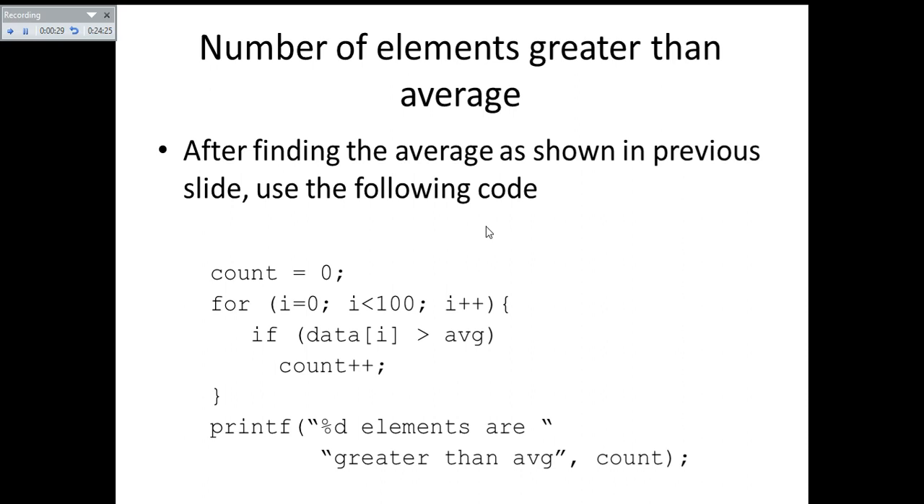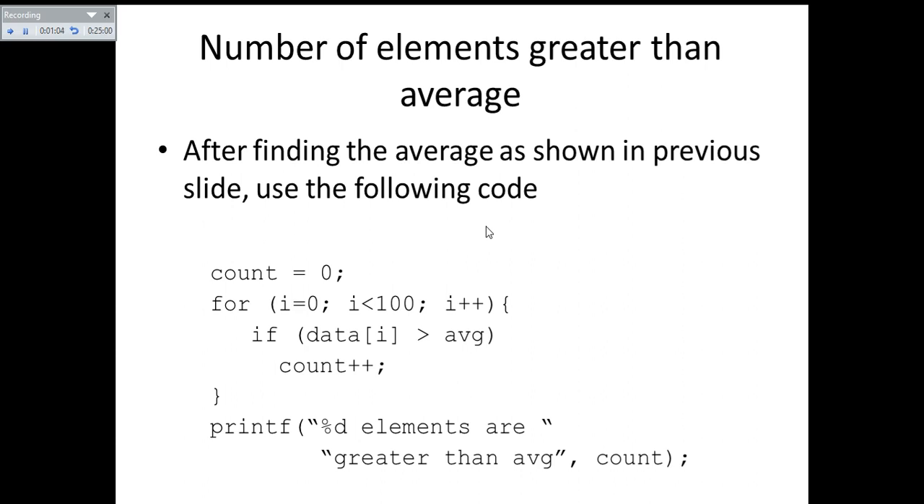If your data of i is greater than the average that you have found, that is, if one of the elements of your data array is greater than the average, you are going to count that as one instance where you have found an element greater than the average. That is the program we are implementing. So you are going to increment the counter, count plus plus, and you are going to increment i plus plus. So your i will be incremented.